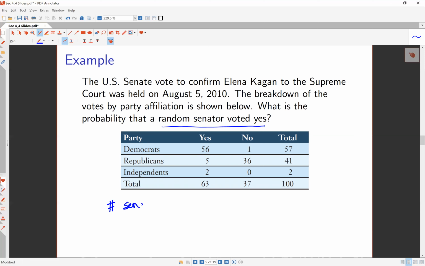So how many senators are there in total? 100. How many yes votes were there? 63. So the probability that a randomly selected senator voted yes is 63 over 100, or 0.63. So there was no conditioning in this first part. We just said, if I take the 100 senators and I select one of them at random, how likely is it that senator voted yes? So party affiliation doesn't factor into this calculation at all.